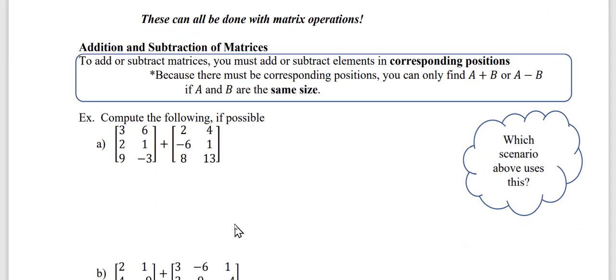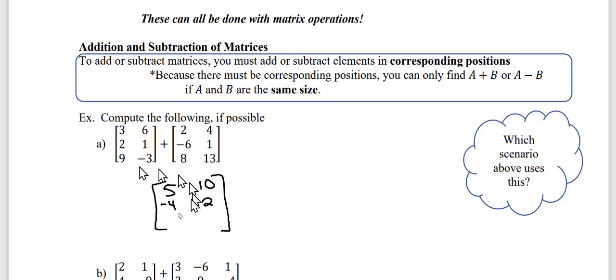Okay. Addition and subtraction of matrices can only be done if the matrices are the same size because you add or subtract the elements in the corresponding positions. So A11, B11, we add those together to give us 5. 6 plus 4 gives us 10, and it goes in that top left. 2 plus -6 is -4. 1 plus 1 is 2. So you add these numbers that are in the corresponding positions.